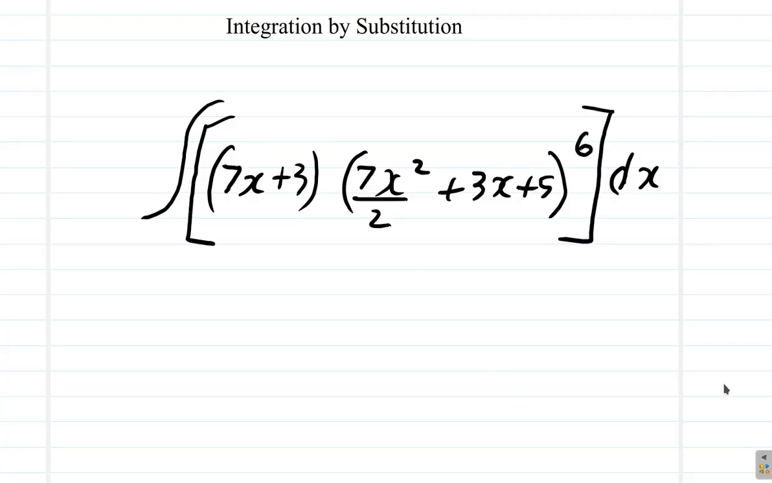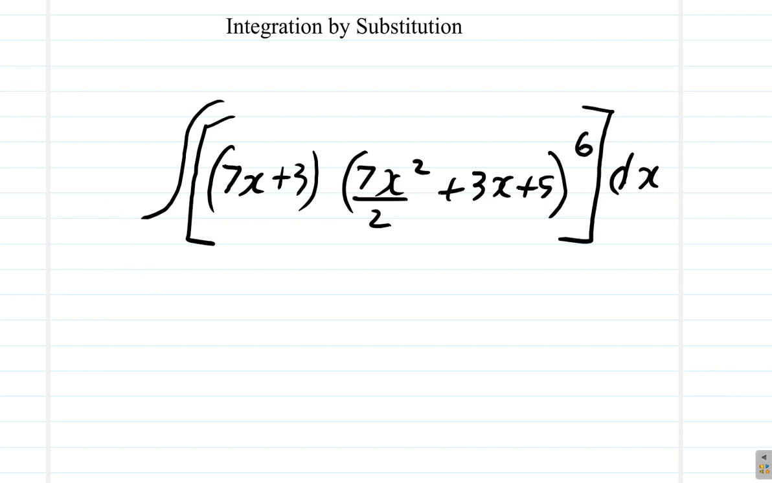Here we have an integration by substitution question. I want you to pause the video and make an attempt at this before we do anything else. All right, so here we go now.